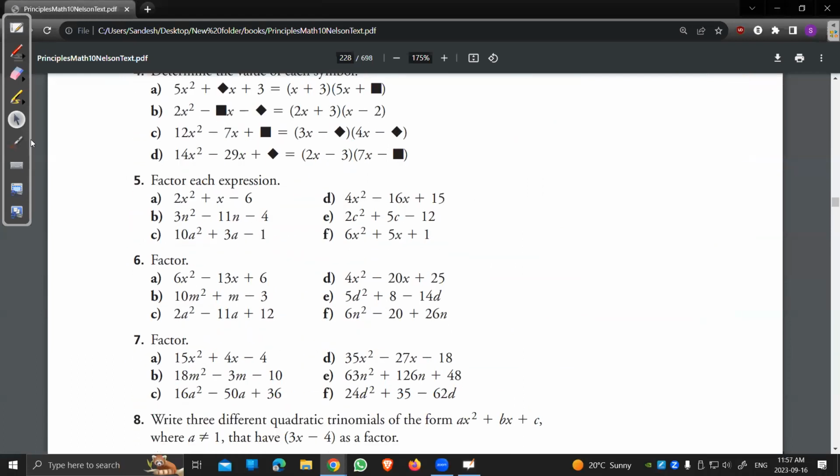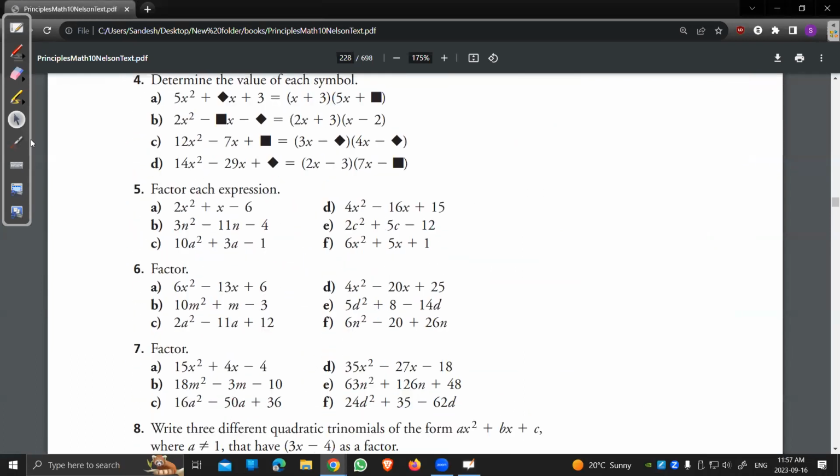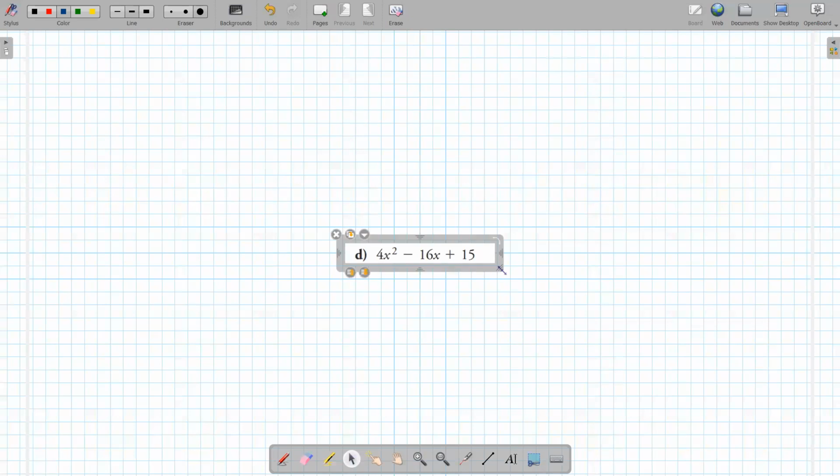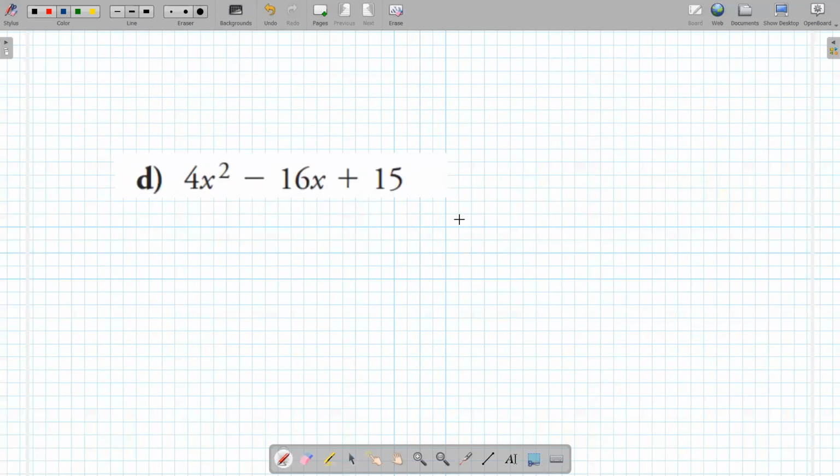I'm looking for some big numbers here, because the biggest numbers are always the trickiest. Let's look at this one. We know it multiplies to 60, it adds up to negative 16. If it multiplies to a positive number, that means either both numbers are positive or both your numbers are negative. But since it's adding up to a negative number, we know both of our numbers must be negative, okay?